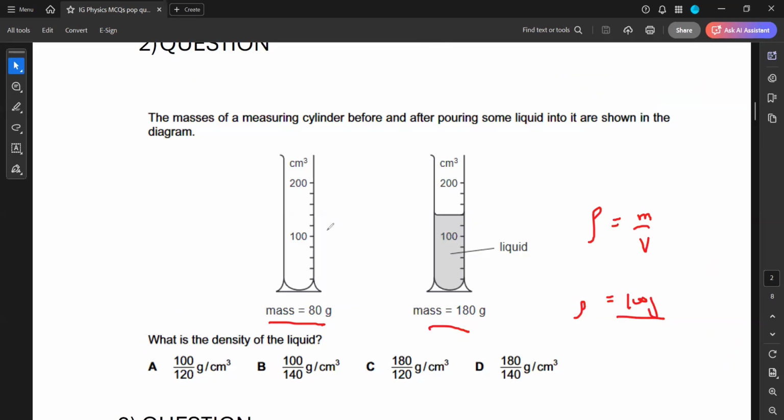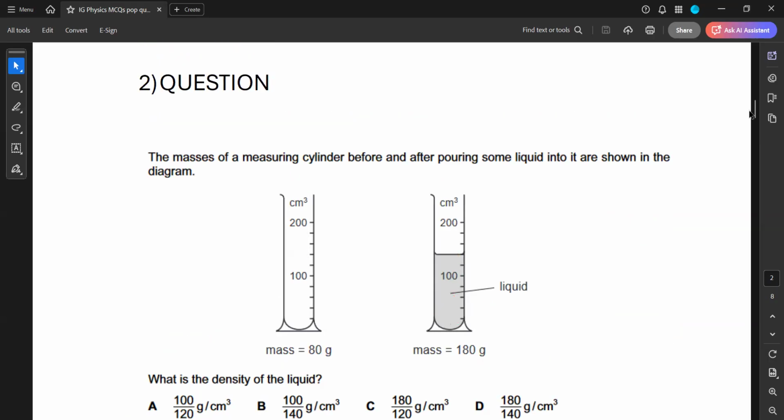And what about the volume? We will read here. As you can see, 5 lines are there representing 10, so each is representing 20. Like this is 20, 40, 60, 80, 100, 120, and 140. So the level is at 140. So it will be 100 divided by 140. So B will be the right answer. Is it clear, this question? So density is mass divided by volume. The mass was 100 grams and the volume was 140.